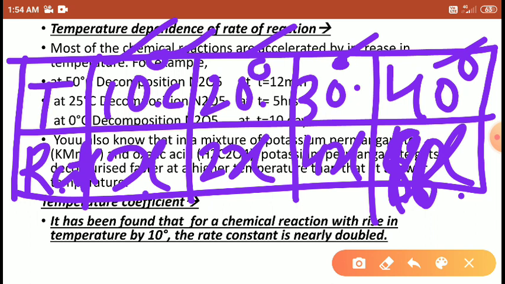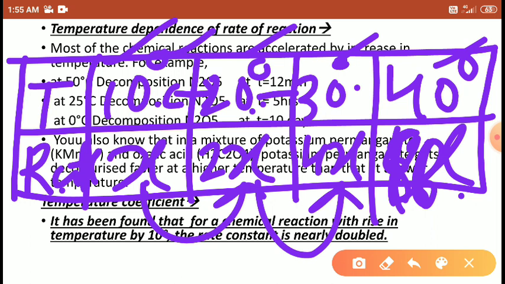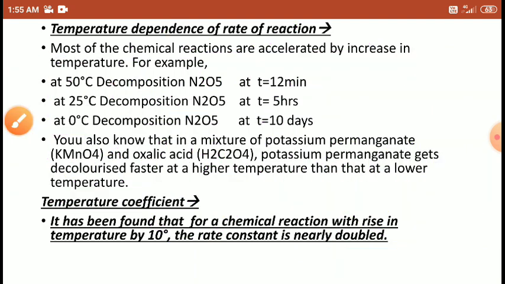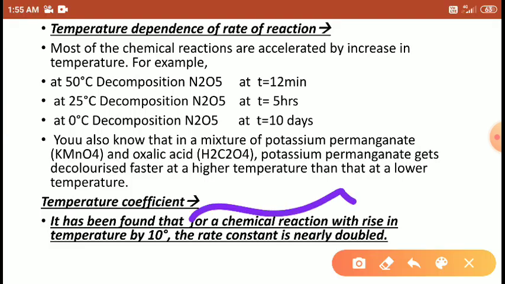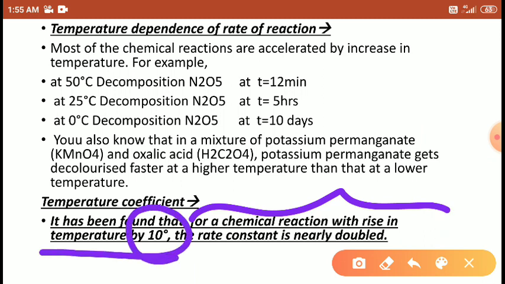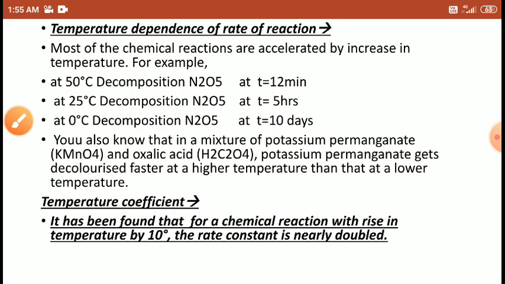At 10 degrees Celsius, it is X. If you increase from 10 to 20, X becomes 2X. From 20 to 30, 2X becomes 4X. From 30 to 40, 4X becomes 16X. This is 16X, students. So for a chemical reaction, with a rise in temperature of 10 degrees Celsius, the rate of reaction becomes double. Right students?